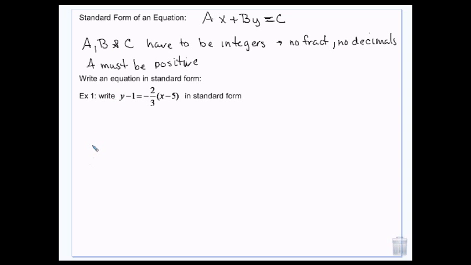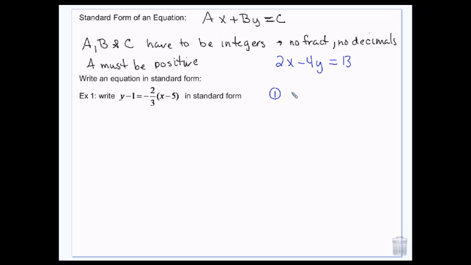So A, B, and C have to be integers, and A has to be positive. B and C don't have to be positive, but A has to be positive. That's standard form. So it would look something like 2x minus 4y equals 13 or something. That's standard form. So we can take this and put it into standard form.